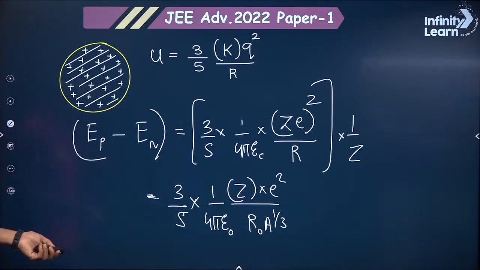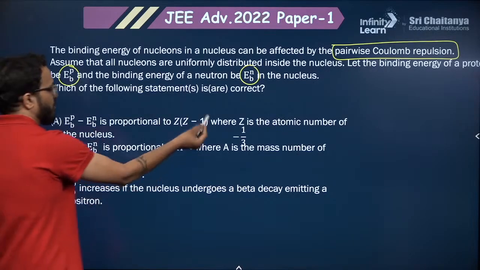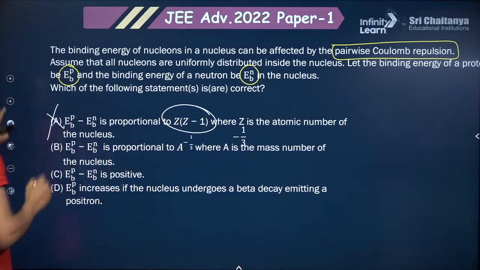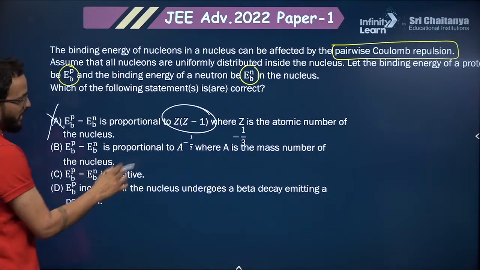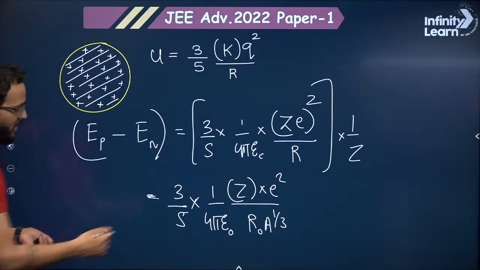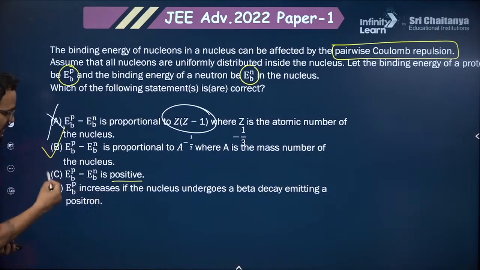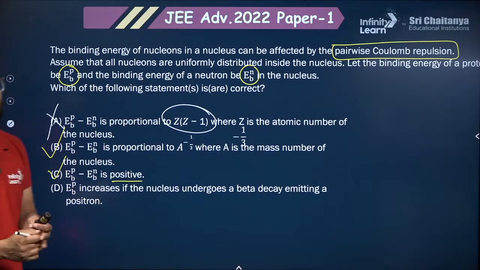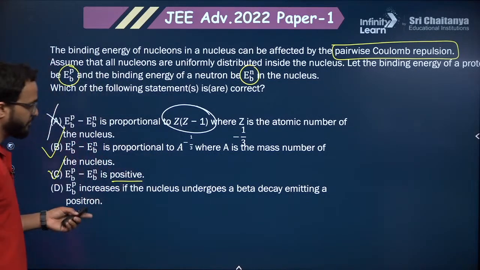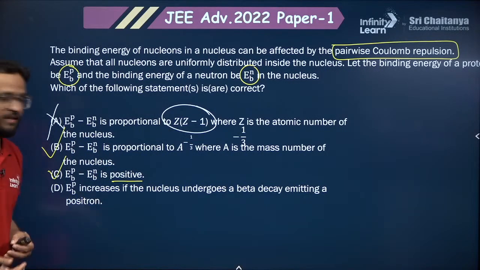First option says that this extra energy is directly proportional to Z into Z minus 1. So this is wrong, right? It is not like that, but it is proportional to A to the power minus 1 by 3. Yes, it is true. Why? Because A will go up and become A to the power minus 1 by 3. So B option is correct. This difference is positive. Yes, obviously this is positive because protons have more energy. And EB increases if the nucleus undergoes a beta decay.